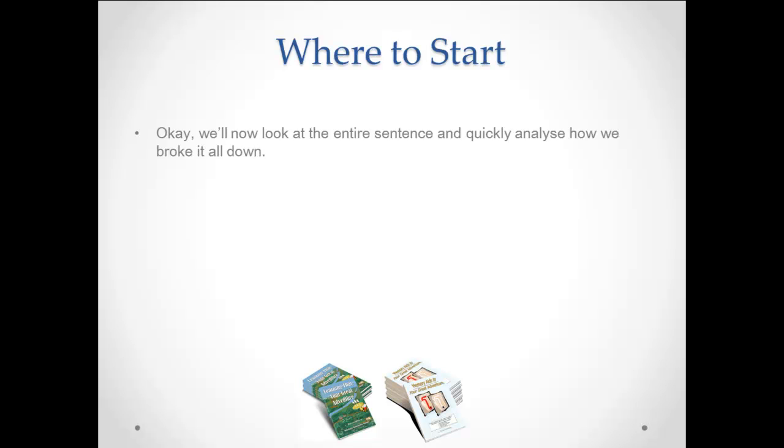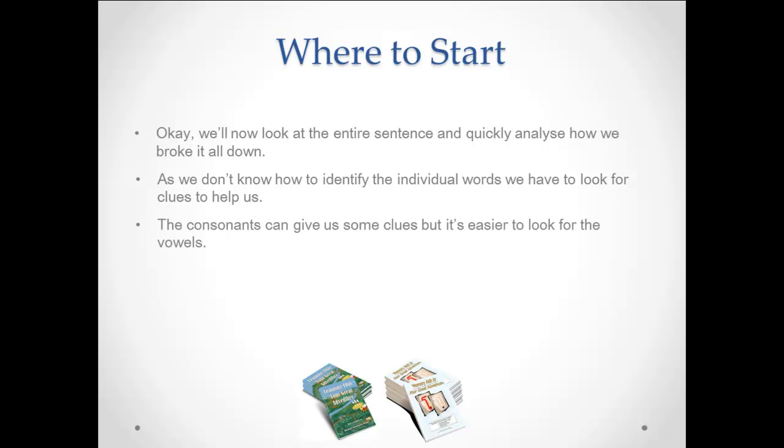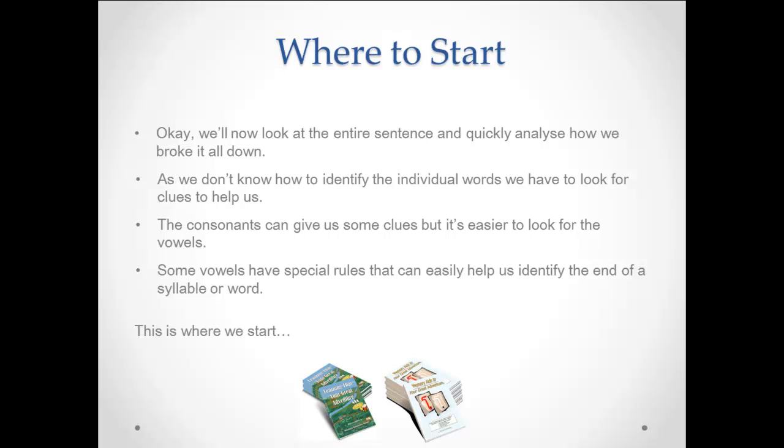We'll now look at the entire sentence and quickly analyse how we broke it all down. As we don't know how to identify the individual words, we have to look for clues to help us. The consonants can give us some clues, but it's far easier to look for the vowels. We get more clues from the vowels. Some vowels have special rules that can easily help us identify the end of a syllable or word. And this is where we start.